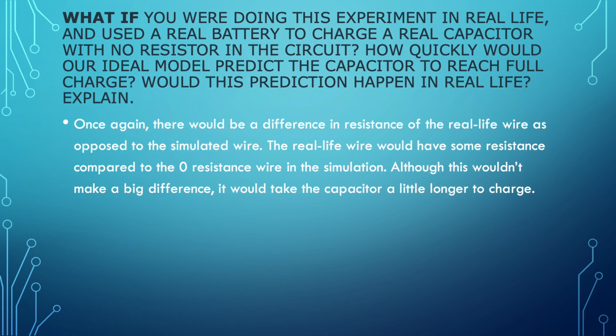And finally, if this experiment was done in real life and a real battery was used to charge a real capacitor with no resistor in the circuit, there would once again be a difference in resistance of the real life wire as opposed to the simulated wire. The real life wire would have some resistance compared to the zero resistance wire in the simulation, and although this wouldn't make a huge difference, it would take the capacitor a little longer to charge.